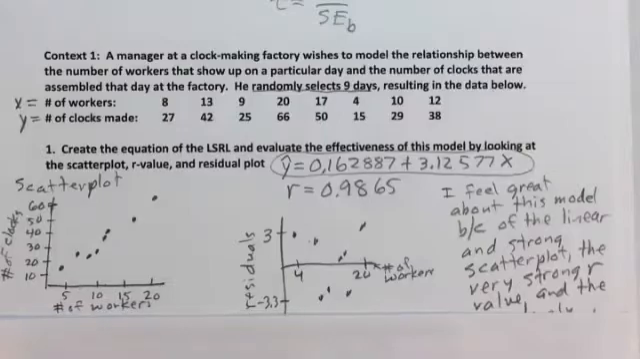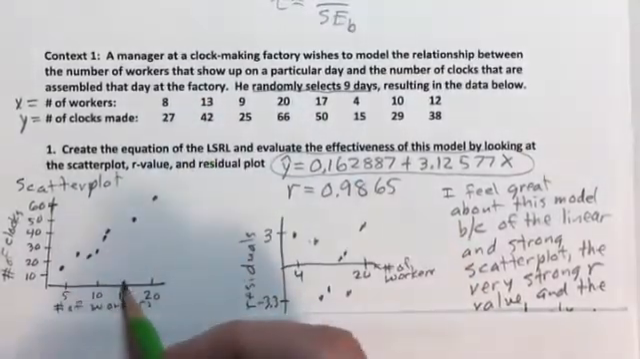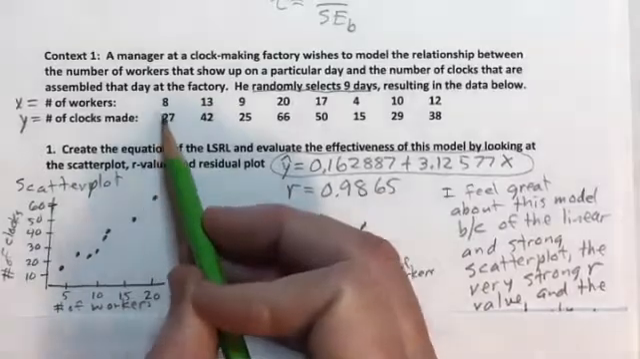Now, the scatter plot is just an X and Y graph. You just plot the points with a Cartesian graph here, just 8, 27.